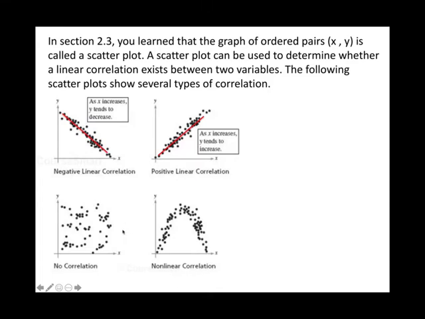I want you to take a look at picture 3 and picture 4 here. For picture 3, since we don't have any pattern, we say this is no correlation. But for the last picture, you do see some kind of pattern, but it is not a straight line pattern. So when we draw the conclusion, we can only say this is a nonlinear correlation. Keep in mind that we do have different types of correlation. We only study linear correlation for this session. So if you see some other patterns, you can only say nonlinear correlation.